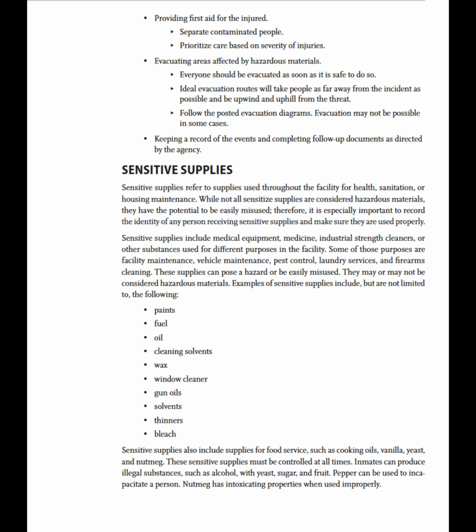Providing first aid for the injured. Separate contaminated people. Prioritize care based on severity of injuries. Evacuating areas affected by hazardous materials. Everyone should be evacuated as soon as it is safe to do so. Ideal evacuation routes will take people as far away from the incident as possible and be upwind and uphill from the threat. Follow the posted evacuation diagrams. Evacuation may not be possible in some cases. Keeping a record of the events and completing follow-up documents as directed by the agency.